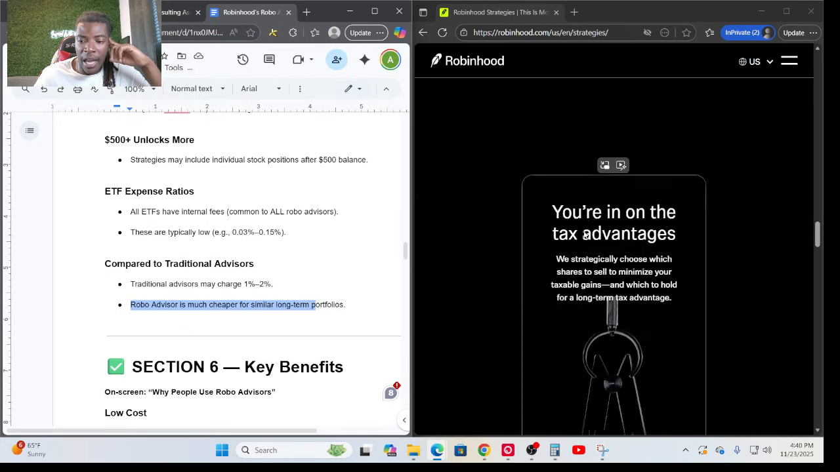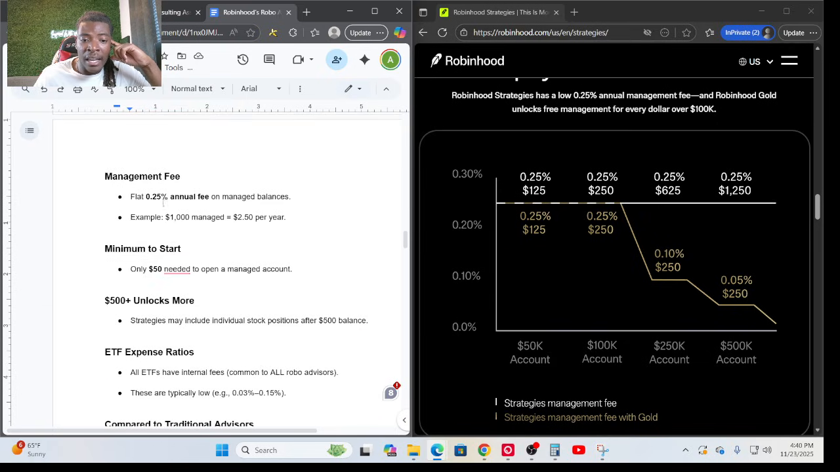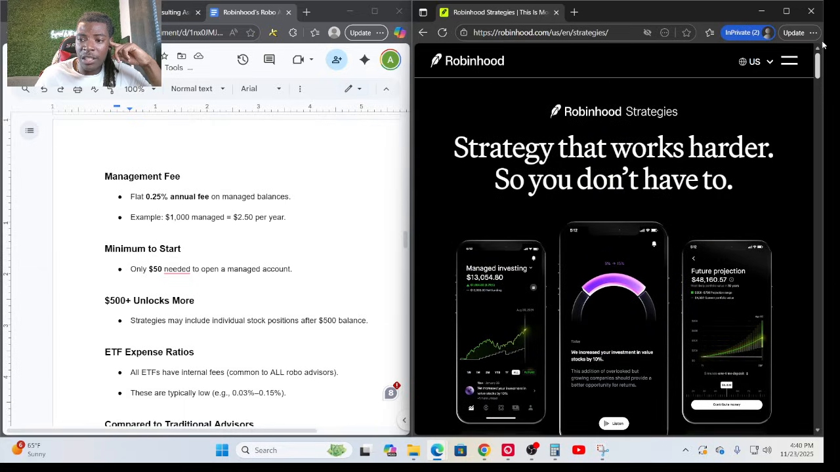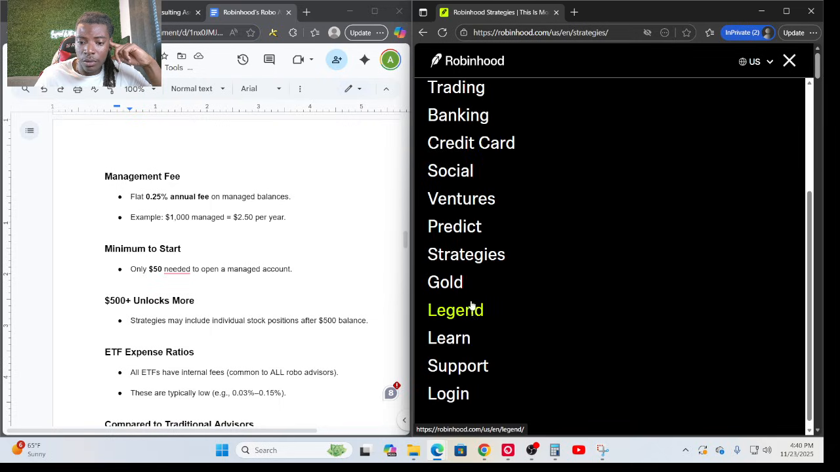If we go back to the actual fees, you guys can see exactly what it looks like. But also keep in mind, to get that fee that I was telling you guys about right here, you also got to remember, you got to have that Robinhood Gold. It's $5 a month. Robinhood Gold. Let me see. Does it show Robinhood Gold actually? Let me see. I want to see Robinhood Gold right here.